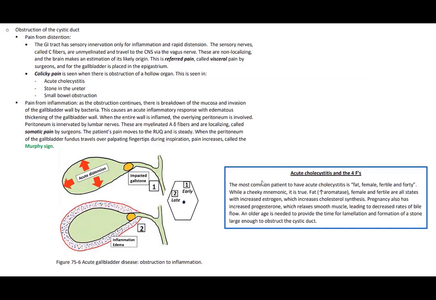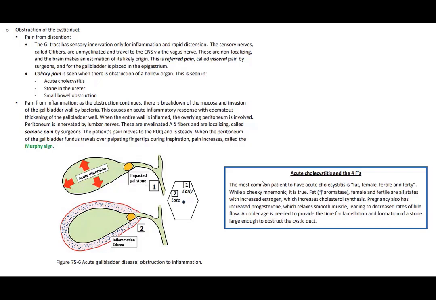Now, when obstruction of the cystic duct occurs, we feel pain from distension. So the GI tract has sensory innervation only for inflammation and rapid distension. The sensory nerves called C fibers are unmyelinated and travel to the central nervous system through the vagus nerve. They are non-localizing, and the brain makes an estimate on its likely origin. This is referred pain. This is also called visceral pain by surgeons, and for the gallbladder, it's a place that's typically found in the epigastrium.